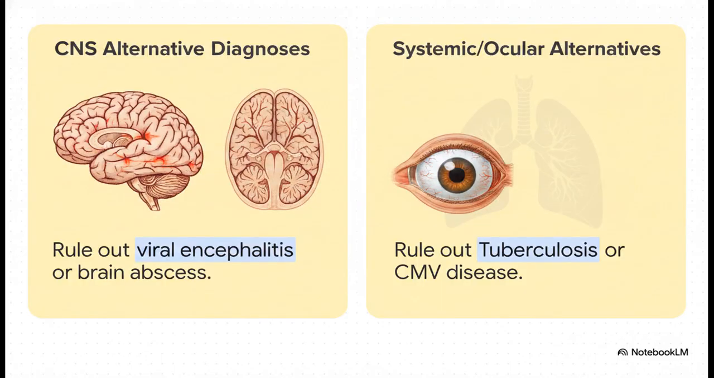Now, what's really interesting about this slide is how the alternative diagnoses shift completely depending on which organ is involved. If it's the central nervous system, you have to rule out viral encephalitis, a bacterial brain abscess, or even lymphoma. But if it's a systemic or ocular presentation, you're weighing it against CMV disease or tuberculosis. Context and immune status are absolutely everything here.